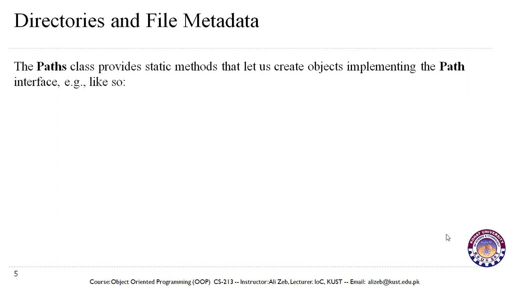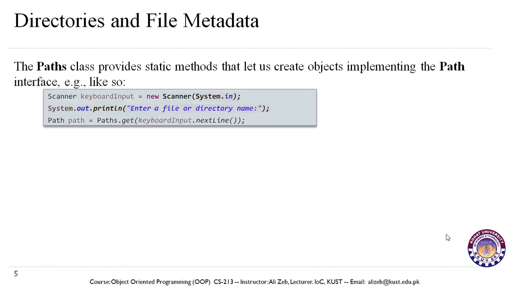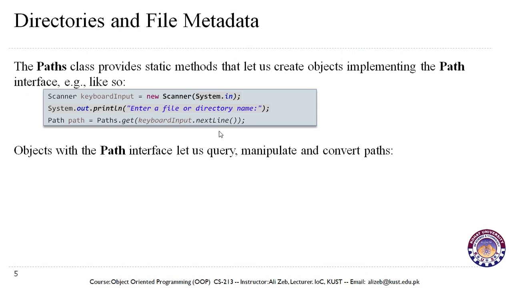The Paths class provides static methods that let us create objects implementing the Path interface. For example, if we look at this code, we have the Scanner class object for keyboard input, and if you want to read a file name, then you enter the file name and you can get that path using the get method, the static method of the Paths class, from the input that you provide through the keyboard.